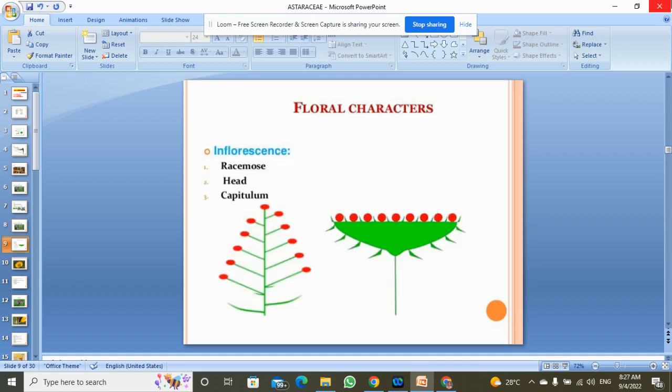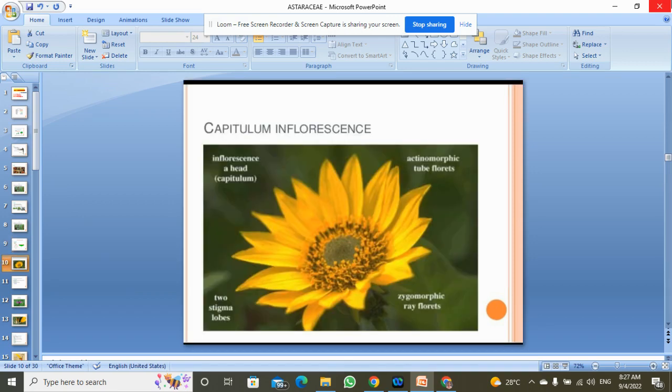As far as inflorescence is concerned, a characteristic feature of this family is racemose inflorescence. Among the types of racemose, it shows only the head inflorescence, that is called capitulum. Okay, then how is the capitulum? The capitulum looks like a very big flower, having so many florets. As I told you, the total inflorescence looks like a flower, where it contains either ray florets or disc florets, or sometimes both.